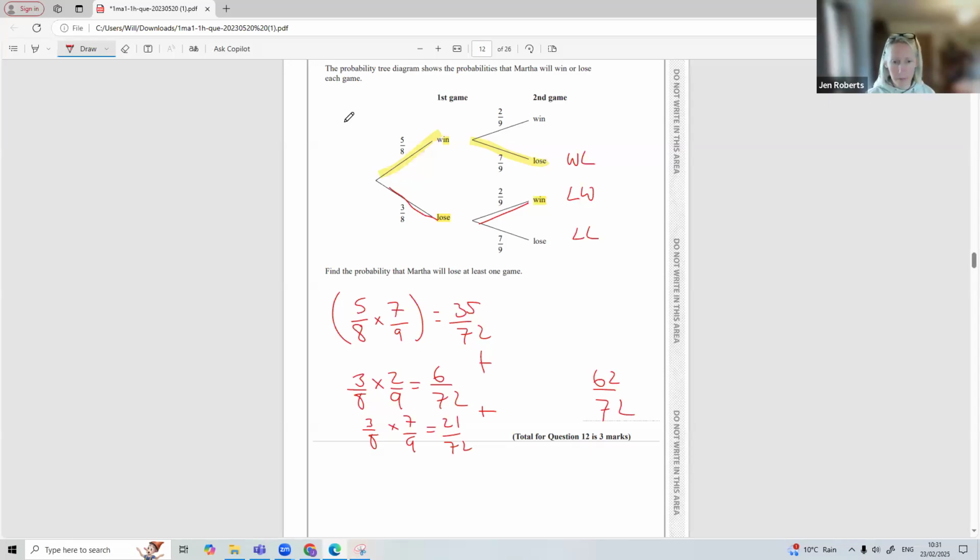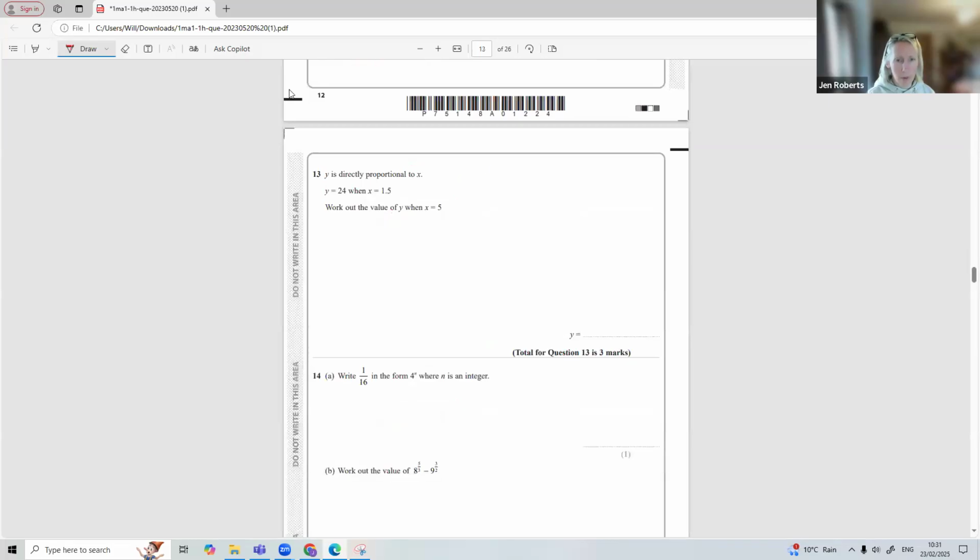Okay, next one. Y is proportional to X. So for a relationship that's directly proportional, as one variable increases, the other increases by the same amount, which is why you get Y equals KX. K is your constant of proportionality, it stays the same. We know 24 equals K times 1.5. How do we work out K? Divide both sides by 1.5.